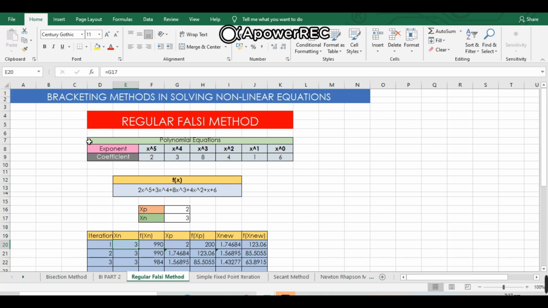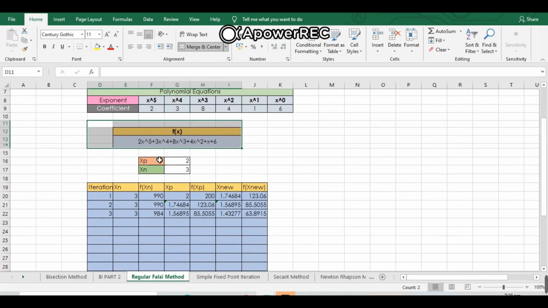In this template, we use a 5th-degree polynomial equation, and our f(x) will be 2x raised to 5 plus 3x raised to 4 plus 8x raised to 3 plus 4x squared plus x plus 6. For our x sub n, 2, and x sub p, 3, it depends on the user what numbers they will input.